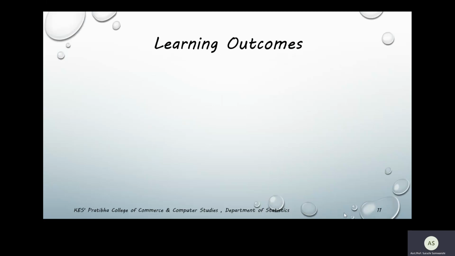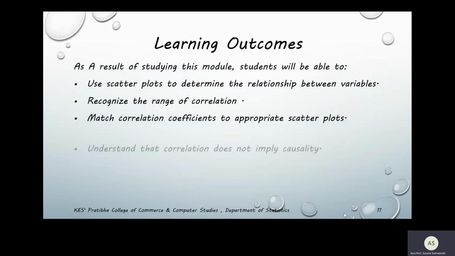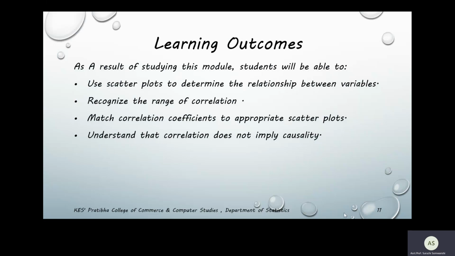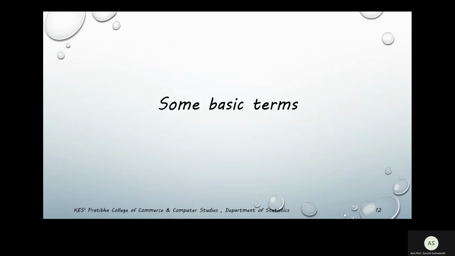At the end of this module, all the beneficiaries are able to use scatter plots to determine the relationship between variables, recognize the range of correlation, match correlation coefficient to appropriate scatter plots, understand that correlation does not imply causality, and calculate the correlation coefficient by using different available methods. Now let's move towards some basic terminology.